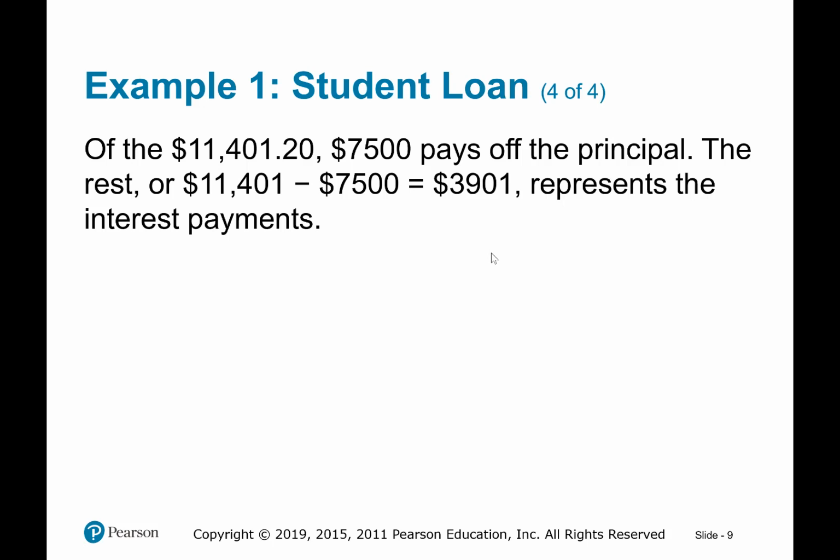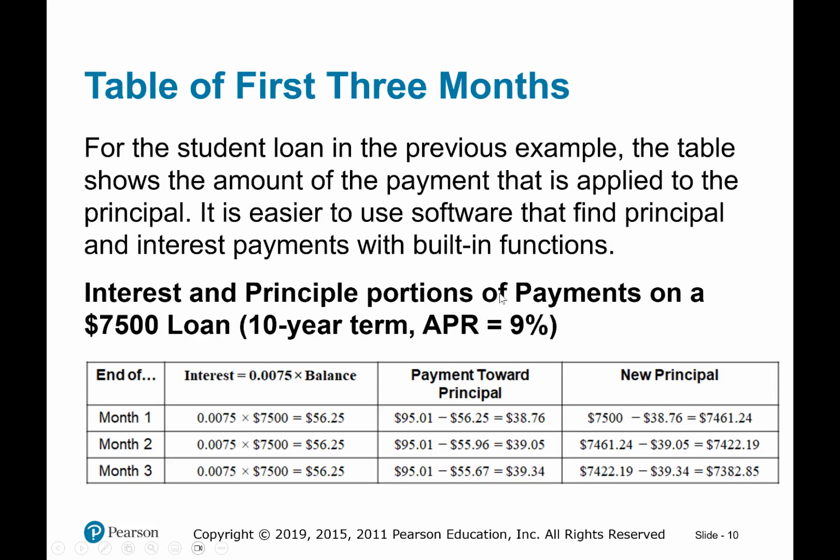So yeah, that's the answer. All right, cool. Okay, now let's look at the first 3 months. And this is how we look at the way it's amortized. Okay, so it's very similar to the way we were looking at compound interest. So when we look at an amortization table, it will look something like this.